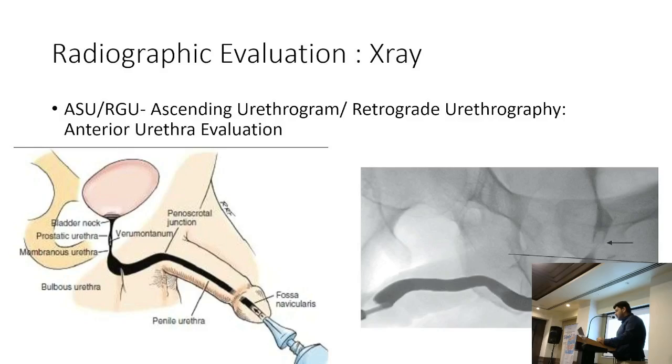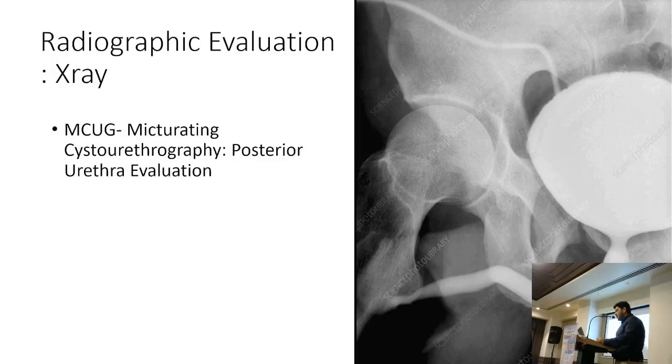We cannot comment on the posterior urethra. For the posterior urethra, generally MCU needs to be done. On MCU, the posterior urethra can be seen dilated before the stricture.